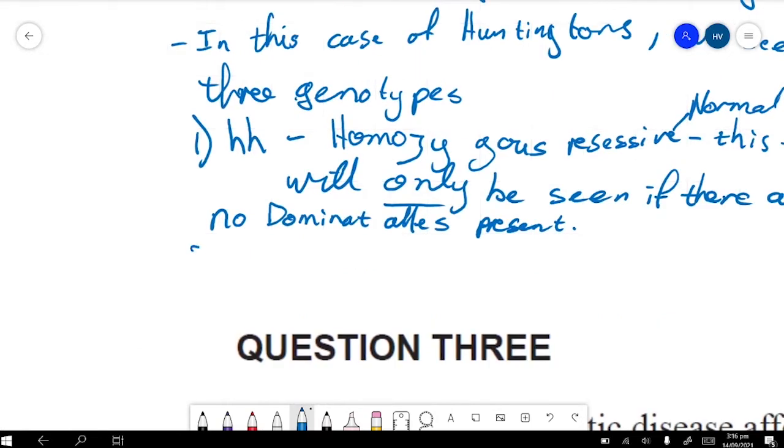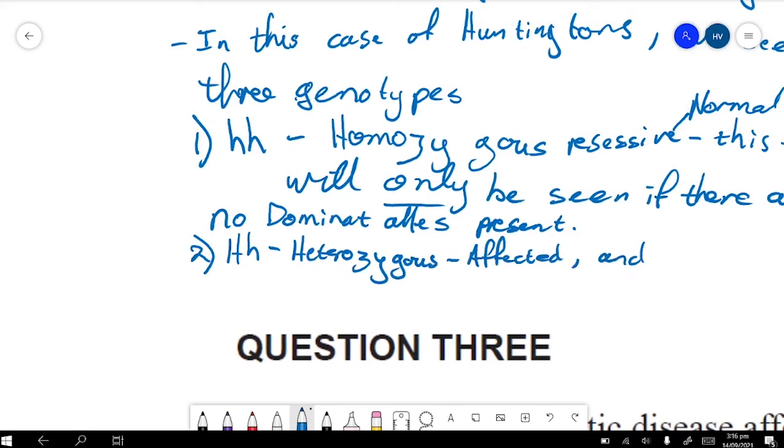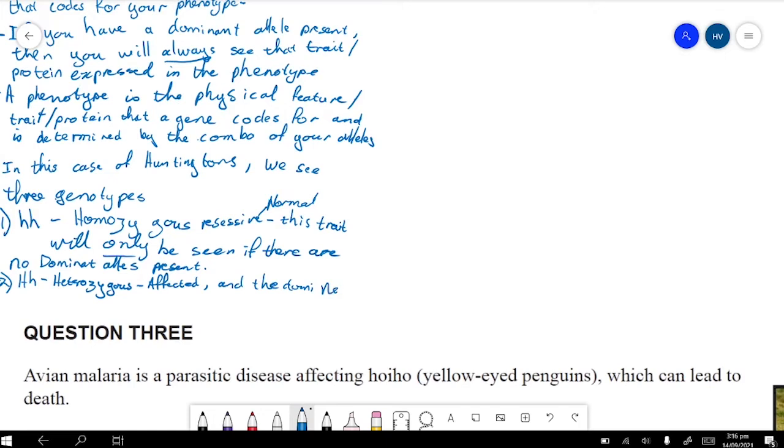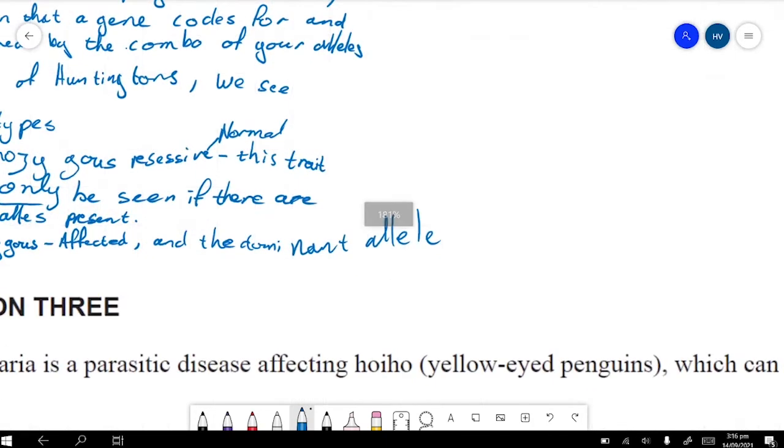So number 2 is going to be heterozygous. Heterozygous is affected, and the dominant allele is masking the recessive.